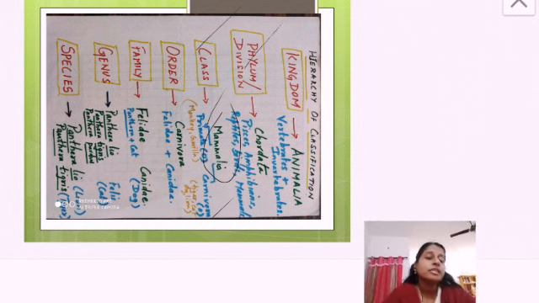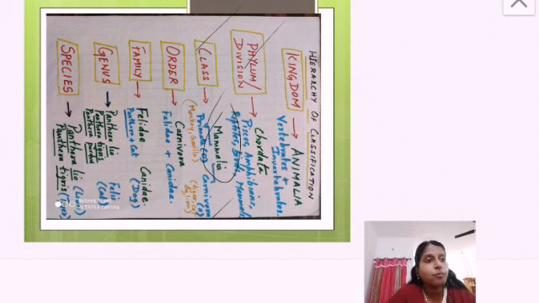Now, moving on to the next level, what is it? It is division. Division we call it for plants. Phylum we call it for animals.